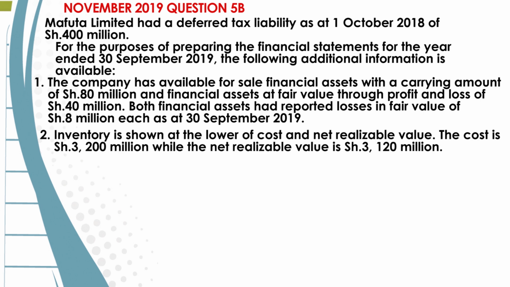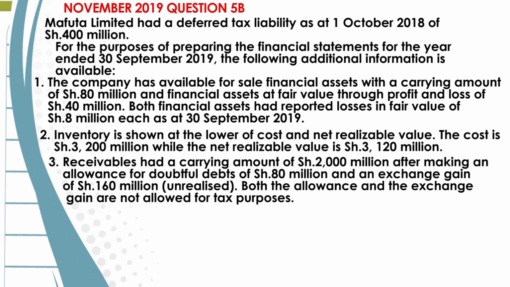Number 2, inventory is shown at the lower of cost and net realizable value. The cost is 3,200 million, while the net realizable value is 3,120 million. Number 3, receivables had a carrying amount of 2,000 million after making allowance for doubtful debt of shillings 80 million and exchange gain of 160 million, which is unrealized. Both allowance and exchange gain are not allowable for tax purposes.